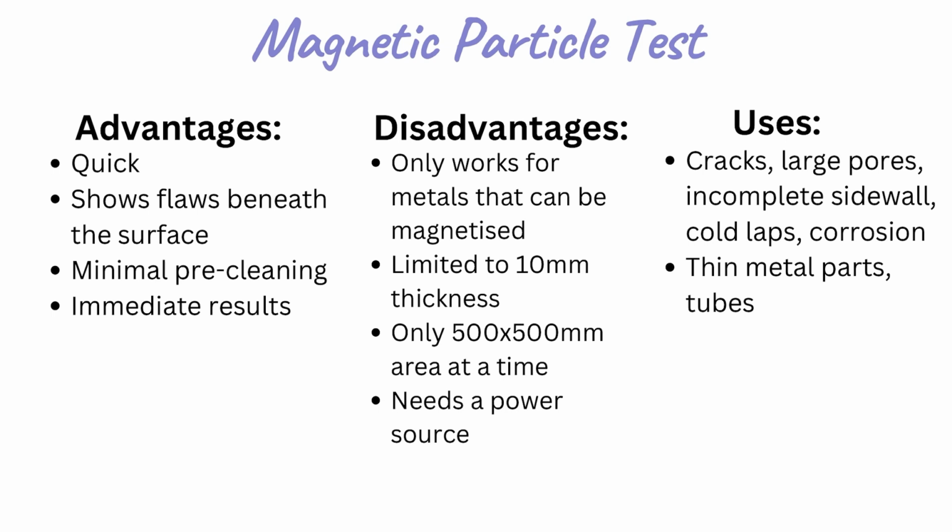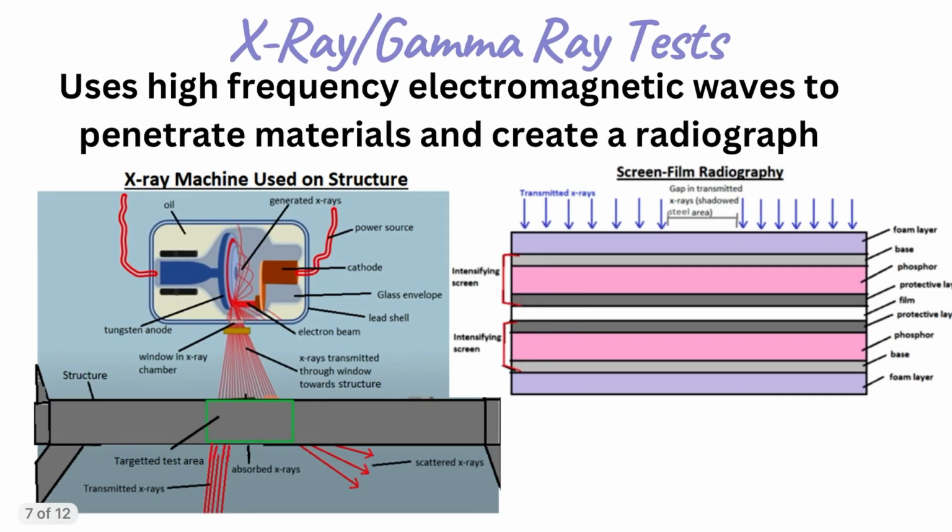Some uses are to detect large cracks within the material, large pores that might be hiding underneath the surface, incomplete sidewalls, so if you've joined two materials and they haven't fused properly, cold lapse, so if it's cooled and hasn't solidified properly and caused some gaps, corrosion, and it's also good for thin metal parts or tubes, such as in the previous image. X-ray and gamma ray tests.